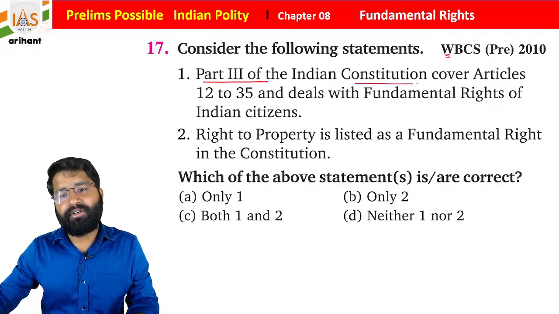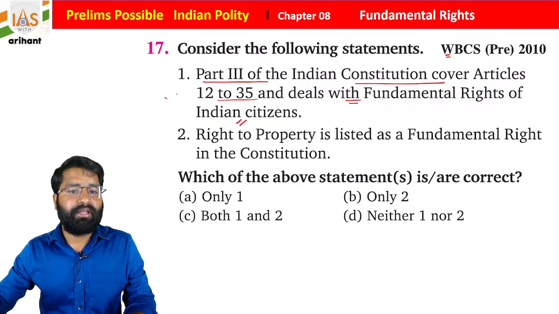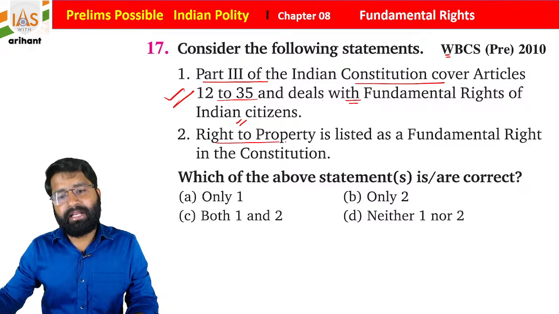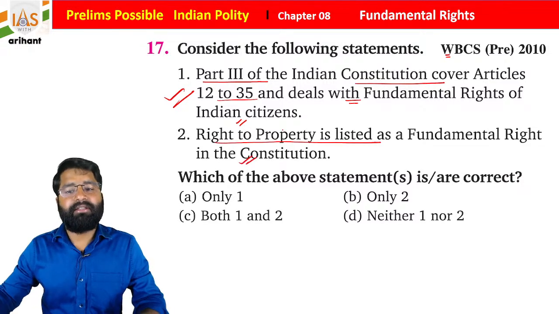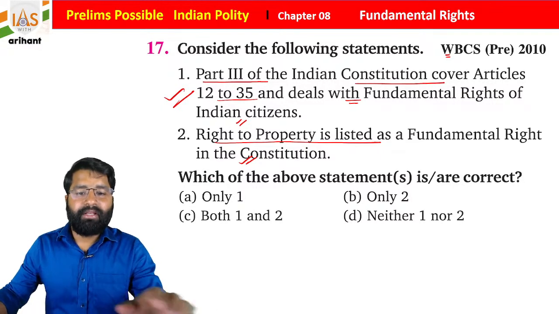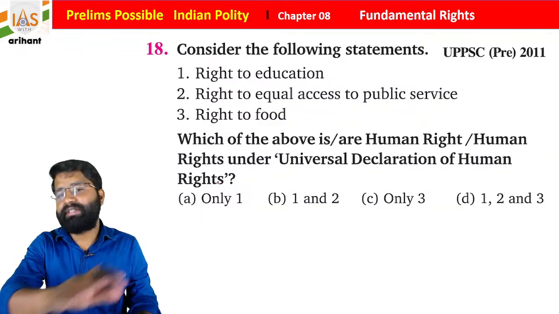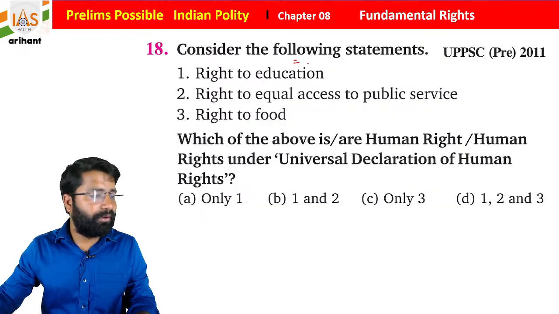Part 3 of the Indian Constitution covers Article 12 to 35 and deals with the fundamental rights of Indian citizens. You know it is correct. Right to property is listed as a fundamental right in the Constitution. Initially it was listed as a fundamental right, but now it is no part of this. So only statement 1 is going to be right for the same, students. Now consider the following statement.